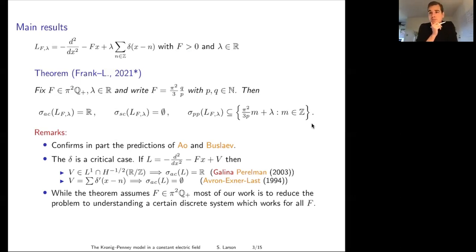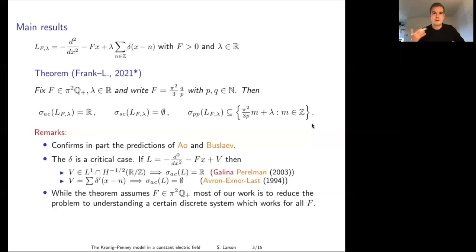What happens in the irrational case is still very open, but I want to emphasize that although this is the end spectral theoretic result that we prove, most of our work goes into reducing the proving of spectral results for this model into proving corresponding results for a discrete system. And this reduction to the discrete system works for arbitrary field strength f. It's just fully understanding that discrete system we can't do unless we have the rationality assumption yet.